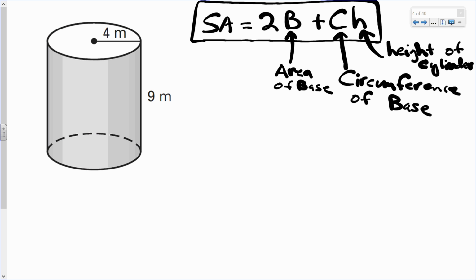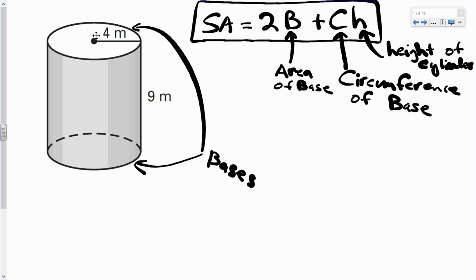Okay, what are the bases? So on your picture, go ahead and put an arrow here, the bottom circle, and the top circle, put bases. The bases are actually the circles themselves. The height is 9.